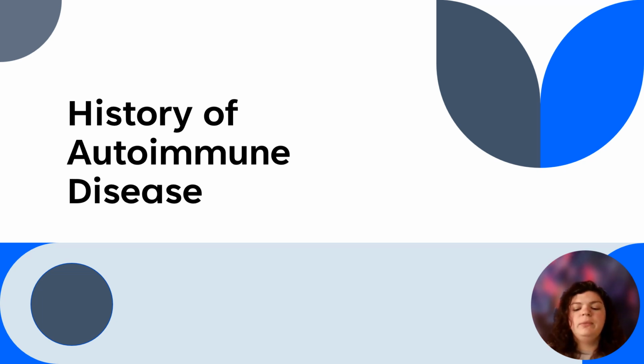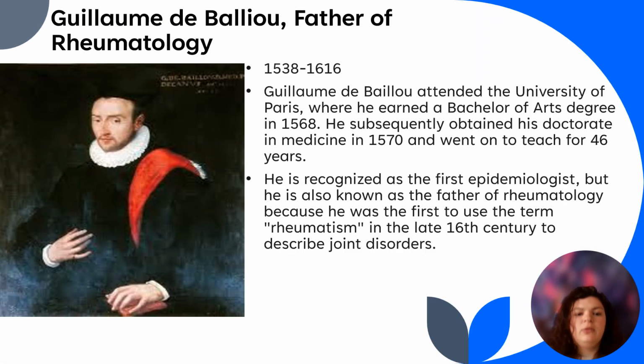A brief history of autoimmune diseases starts with Guillaume de Bayeux, the father of rheumatology. He was born in 1538 and died in 1616. He attended the University of Paris, where he earned a Bachelor's of Arts degree in 1568. He subsequently obtained his doctorate in medicine in 1570 and went on to teach for the next 46 years. He was recognized as the first epidemiologist, but he is also known as the father of rheumatology because he was the first to use the term rheumatism in the late 16th century to describe joint disorders.